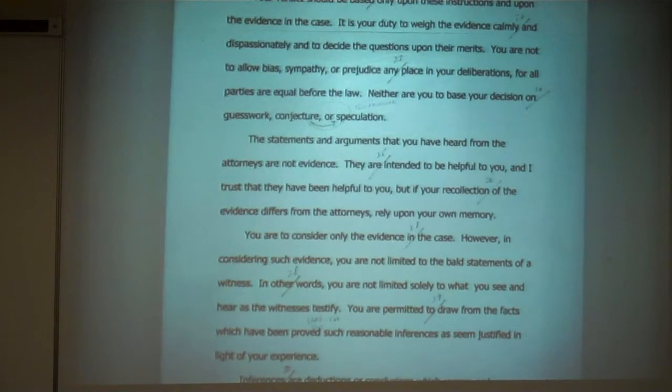Yes. Where is that? Oh, yeah. Where is it? It's the third paragraph, second sentence. In the line, however. Okay, so you start: However, comma, in considering such evidence, comma, yeah.